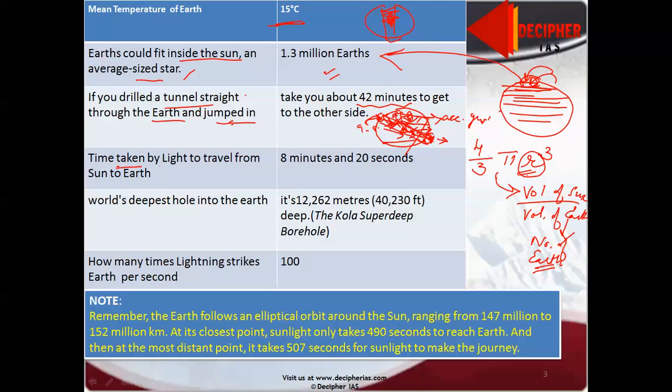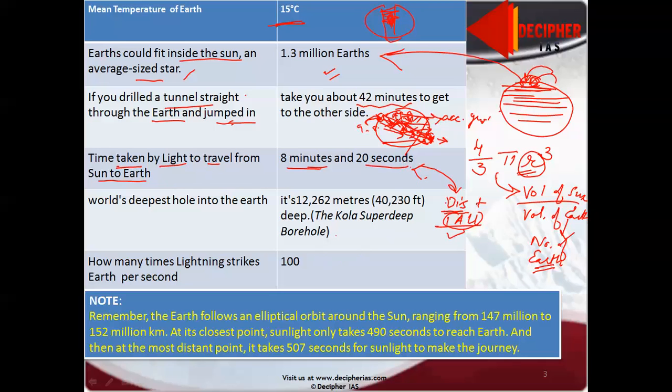The time taken by light to travel from the Sun to Earth is 8 minutes and 20 seconds. Everybody would know that, but how do we calculate it? Distance upon speed. What is the distance? I just told you, 1 astronomical unit. Divide the distance by the speed and you will get 8 minutes 20 seconds.